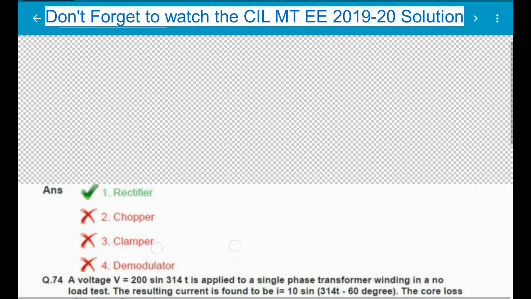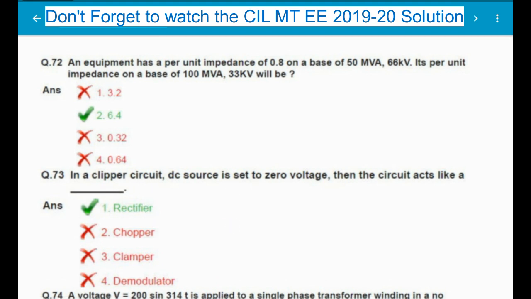Next question is, an equipment has per unit impedance of 0.8 on a base of 50 MVA, 66 kV. Its per unit impedance on the base of 100 MVA, 33 kV will be. So this is also a repeated question.